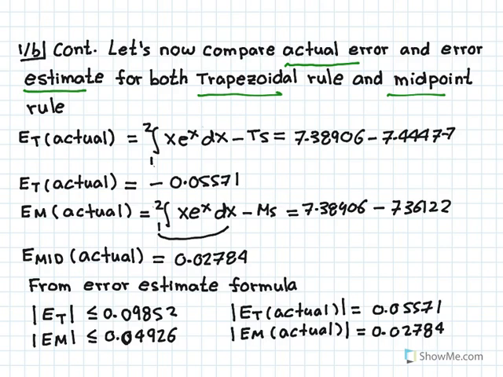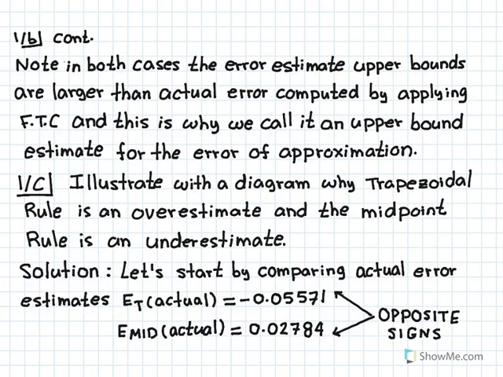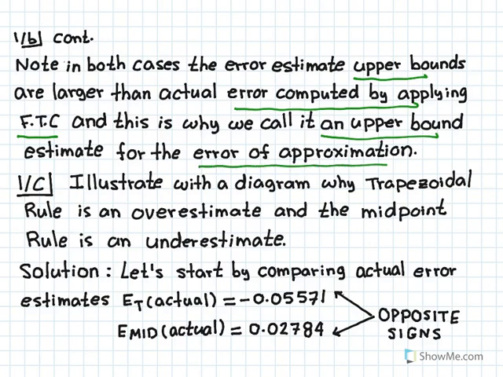Now, notice something: the upper bound for the error, when we apply the upper bound formula, is larger than the exact error, as it should be, because it's called the upper bound for the error. And the same for the midpoint rule. All right, let's summarize that. In both cases, the error estimate upper bounds are larger than the actual error computed by applying the fundamental theorem of calculus. And this is why we call it an upper bound estimate for the error of approximation.